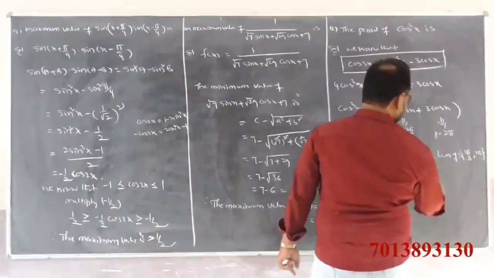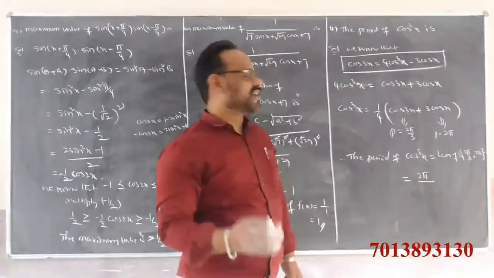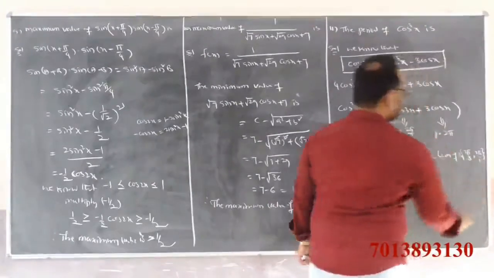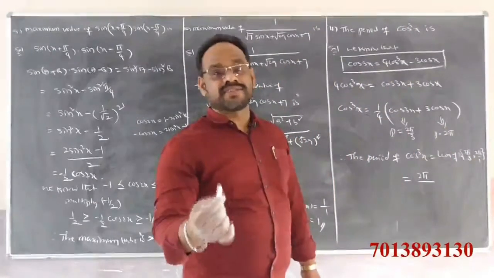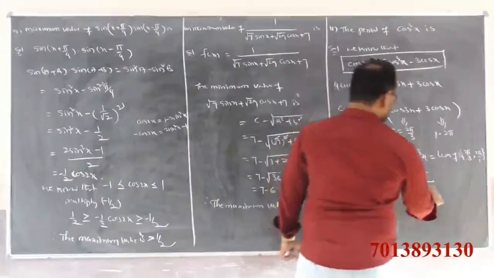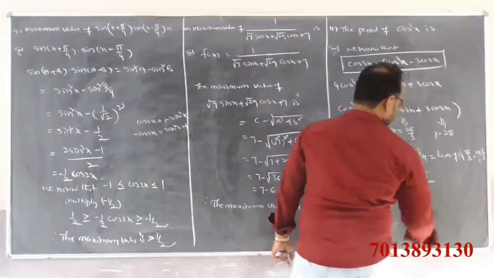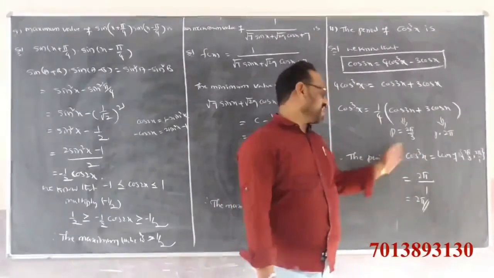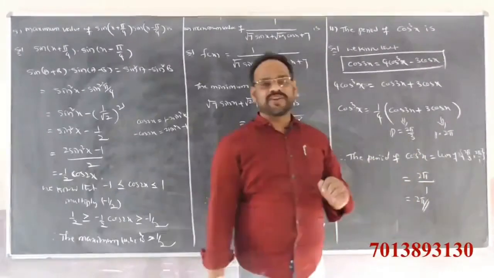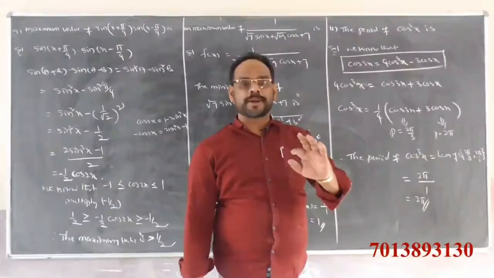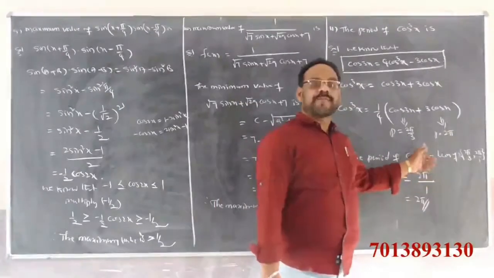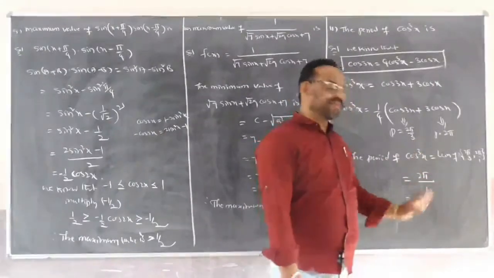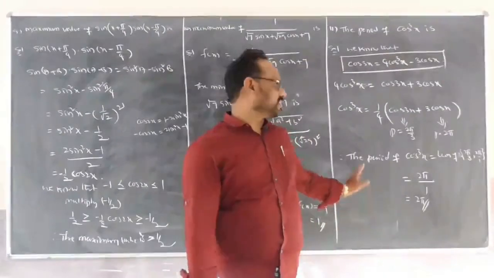What is the HCF of the denominators, means 3 and 1? Here the denominator is 1. HCF of 1 comma 3 is clearly 1 only. So we get 1. Therefore the period is 2 pi. So the period of cos cube x is 2 pi. Already we know that for the period of cos power m x, if m is even, the period is pi, and if m is odd, the period is 2 pi.